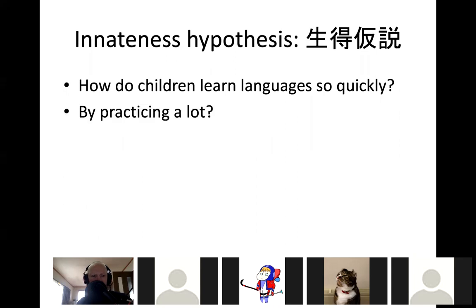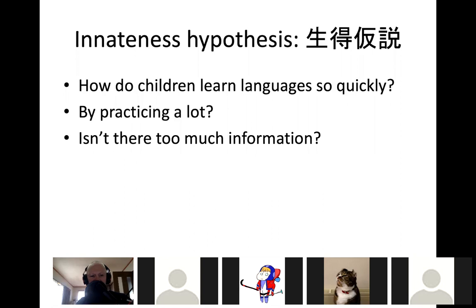And one way of explaining how they learn language very, very quickly would be to say, well, they learn it by practicing a lot. So, for example, by the time children are about 6 years old, they practice for about 10,000 hours. So maybe that's the reason. They just practice a lot. But with the innateness hypothesis, that wasn't the solution proposed.